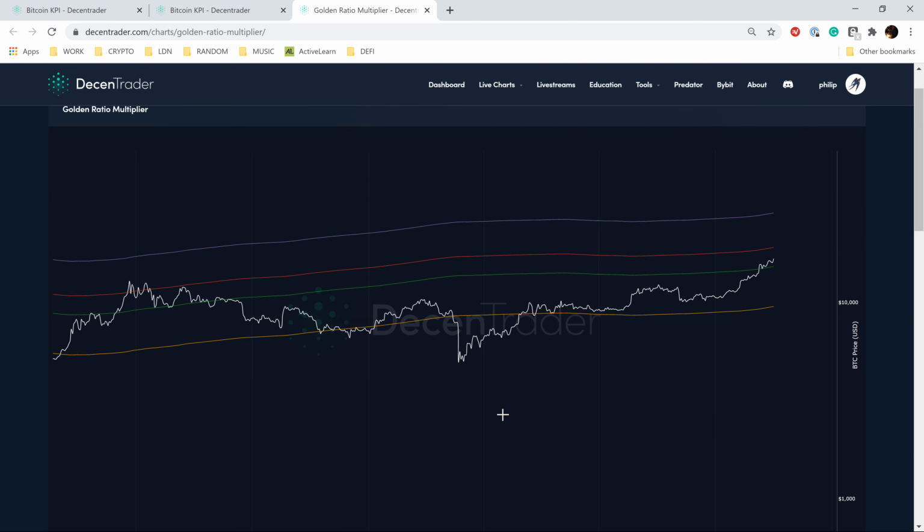In the short term, however, I am expecting us to rally up to the region of this red line here, which is the 350 DMA times 2. Now that's currently just over $19,000.